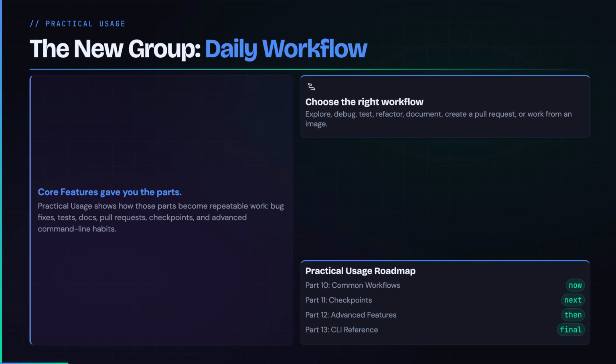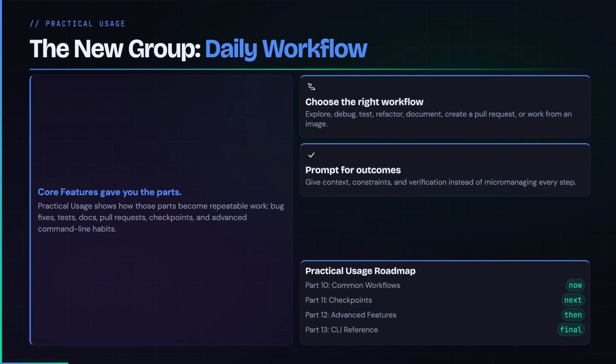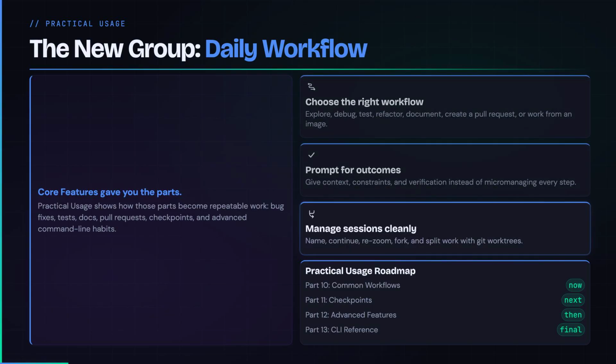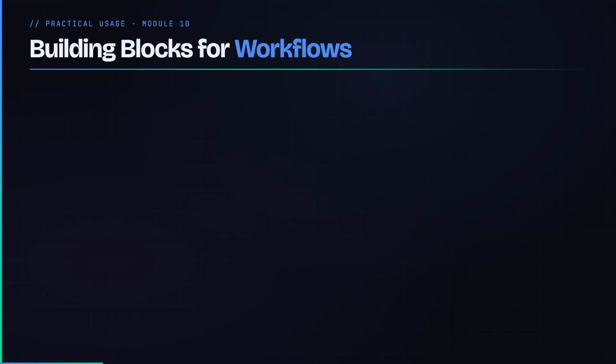First, you will learn to choose the right workflow for the job. Exploring code, debugging, testing, writing docs, creating pull requests, and using screenshots all need different shapes. Second, you will learn to ask for outcomes instead of micromanaging steps. Give the goal, context, constraints, and verification. Third, you will keep long work organized. Clean sessions and separate working directories prevent your context from turning into a pile of unrelated decisions. This is practical usage, Module 10, Common Workflows and Best Practices.